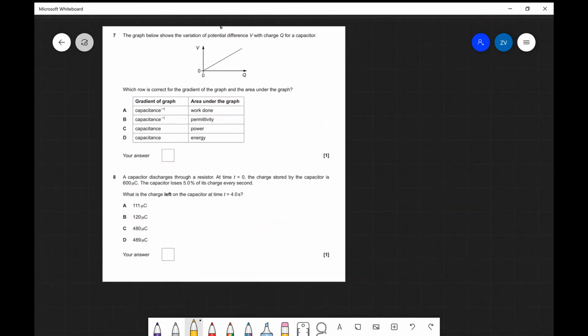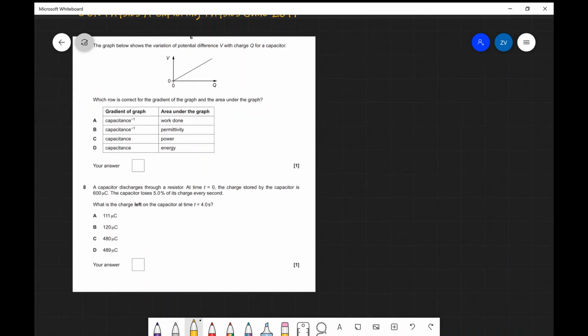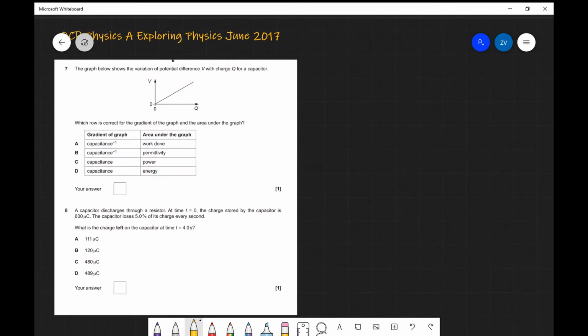Questions 7 and 8. Starting with question 7, the graph below shows the variation of potential difference V with charge Q for a capacitor. Which row is correct for the gradient of the graph and the area under the graph? Okay, well, let's get started with some of the equations of this topic. So we know that Q, the charge, is equal to C times V.